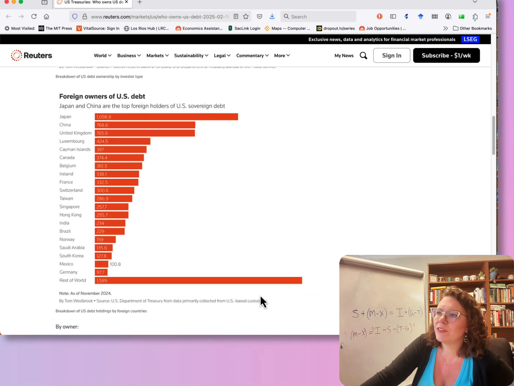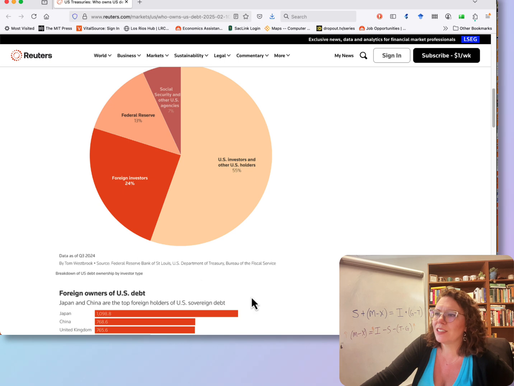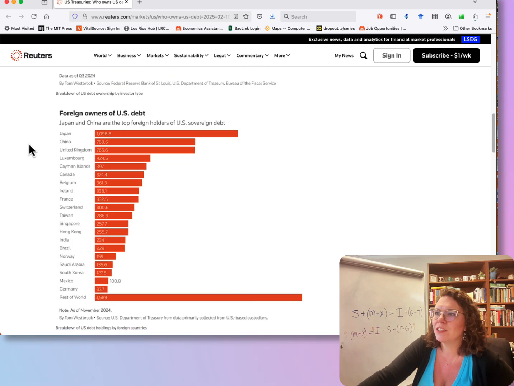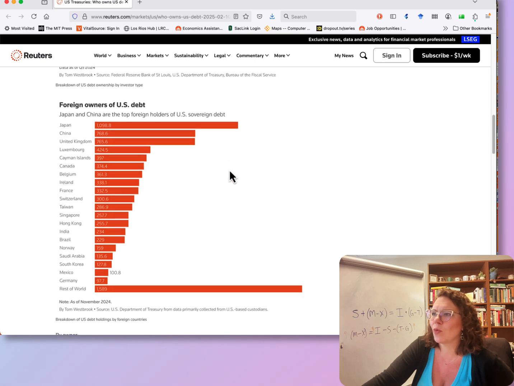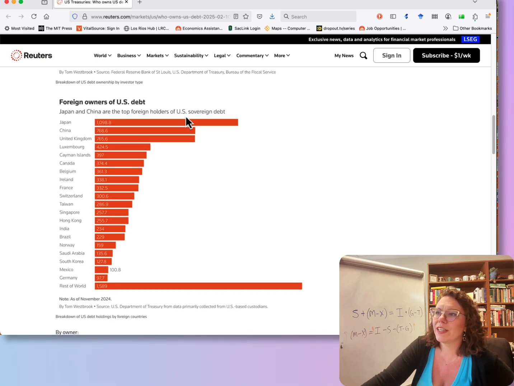The foreign owners of debt, so of the 24% of the debt that's owned by foreign investors, it tends to trade off between Japan and China. Japan has been holding it for a while now as the greatest holder of U.S.